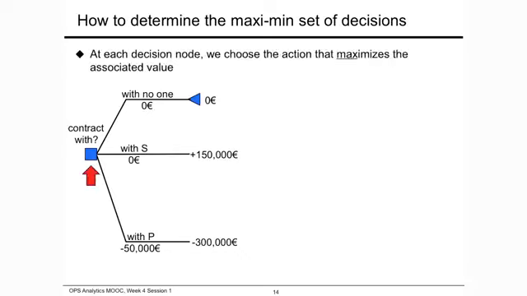That decision is who to contract with, and we can see the value maximizing decision is to contract with supplier S. So what we'll do is we'll cut away. Those two little red lines are supposed to be cuts on branches of the tree to indicate that we've chosen contracting with supplier S as the maxi-min strategy.